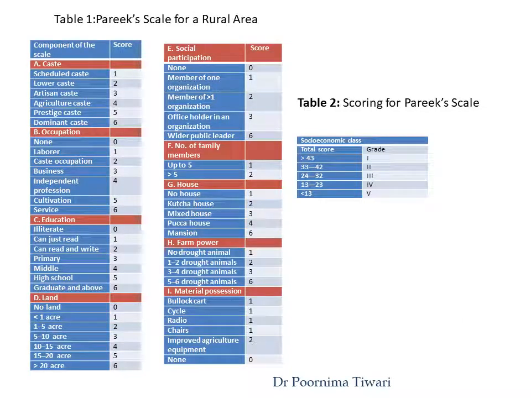This slide shows the scoring of the 9 items of the Parikh scale and calculating the socioeconomic class depending upon the total score.